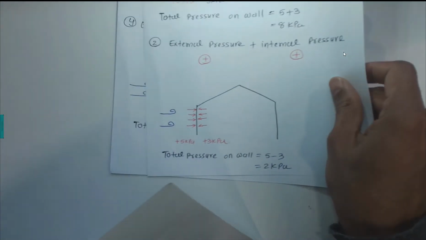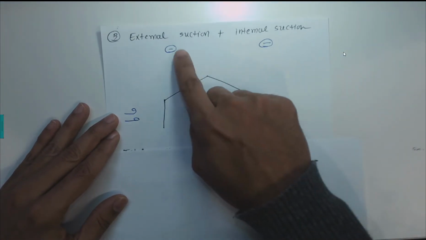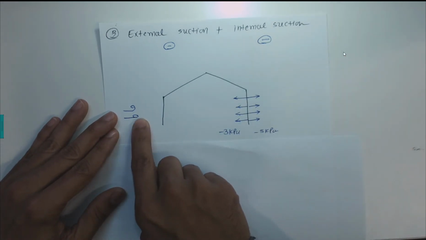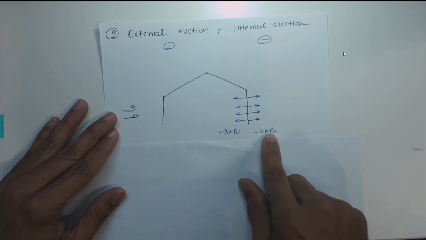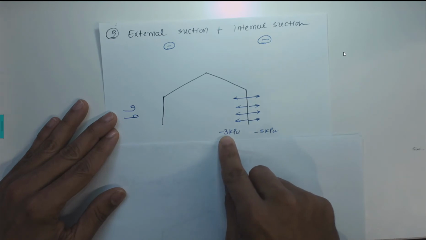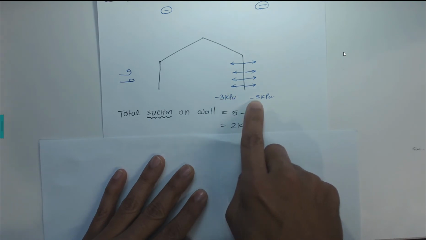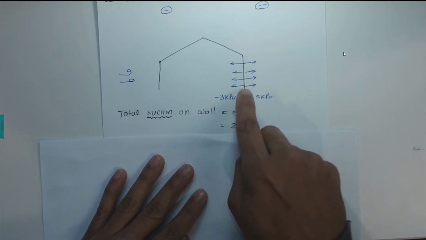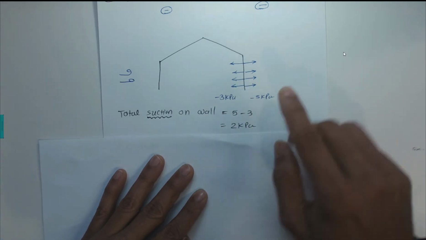Now case number 3 is external suction and internal suction, both negative. If I take the example here, wind is coming from this end, and you can see the external suction is negative 5 kilopascals and the internal suction is negative 3 kilopascals. To find the total suction on the wall, again we do not consider the sign, but we look at the direction of the pressure. This one is positive because it is going left to right, so positive 5, but this one is going right to left, so it is negative 3, and that becomes 2 kilopascals.